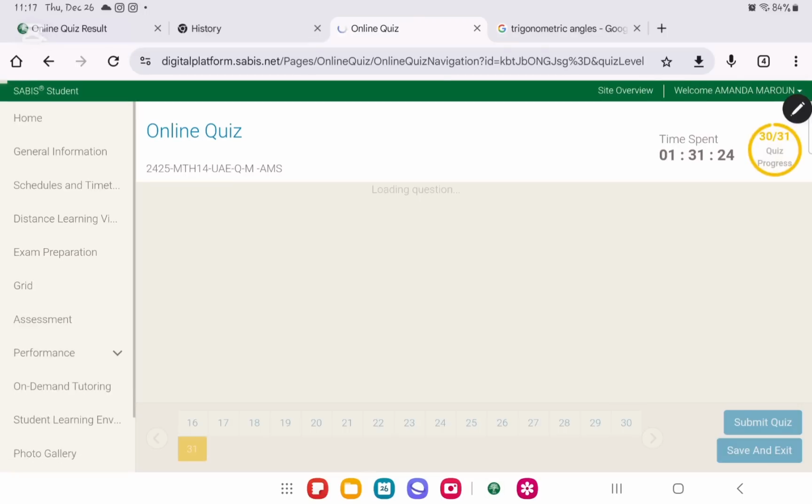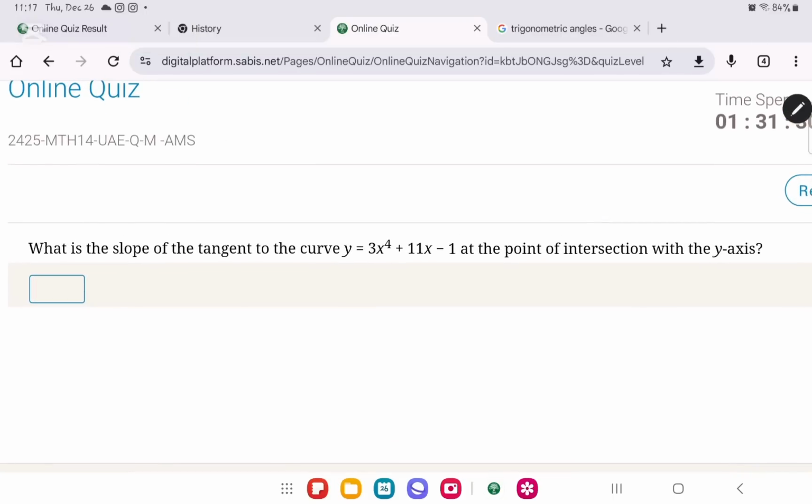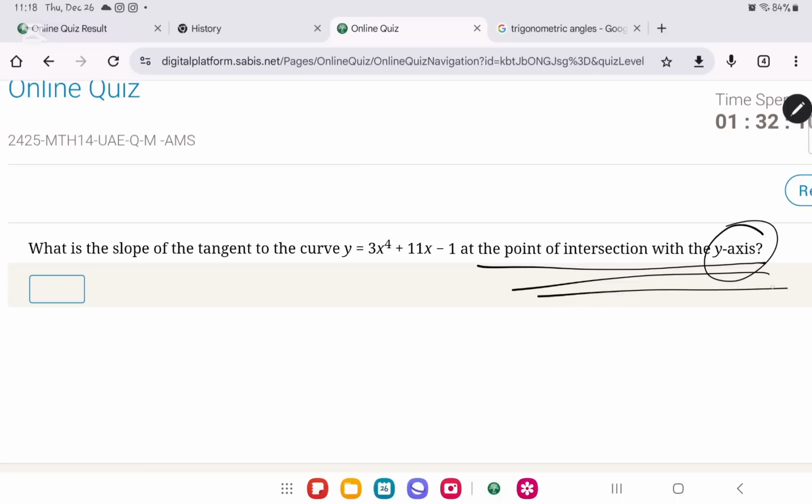And now for our last and final question. Again, it's asking for the slope or the gradient, so we need to find the derivative of this point. But here we have a small trick. And this small trick is that it is at the point of intersection with the y-axis. Whenever they say something like this, that means x is equal to 0. Because they are intersecting with the y-axis, that means our x is 0.